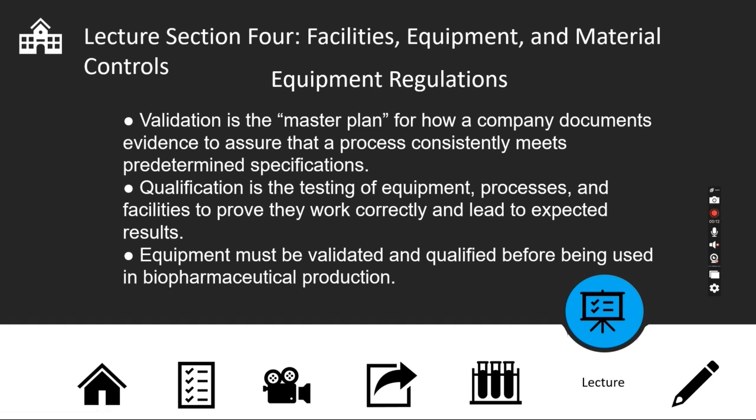Alright, equipment regulations. Validation talks about how a company documents evidence to ensure that a process consistently meets predetermined specifications. Qualification is the testing of equipment, processes, and facilities to prove that they work correctly and lead to expected results. So validation talks about showing evidence that a process is consistent. Qualification talks about a process or equipment leading to expected results. Equipment must be validated and qualified before being used in biopharmaceutical production.